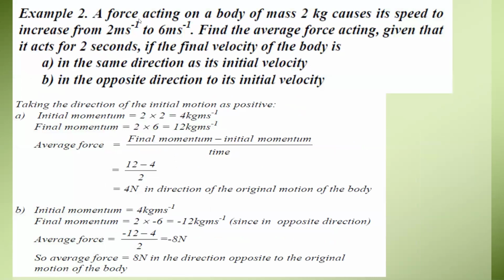There's a worked example. A force acting on a body of mass 2 kg causes its speed to increase from 2 meters per second to 6 meters per second. Find the average force acting, given that it acts for 2 seconds. The final velocity of the body is in the same direction, and then in the opposite direction. So first we work out the initial momentum, 2 multiplied by 2, which is 4. And we work out the final momentum, 2 multiplied by 6, which is 12.